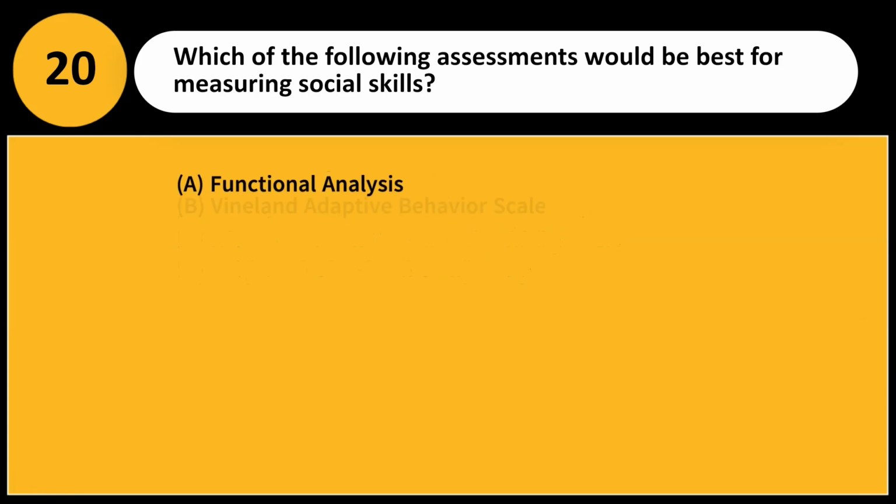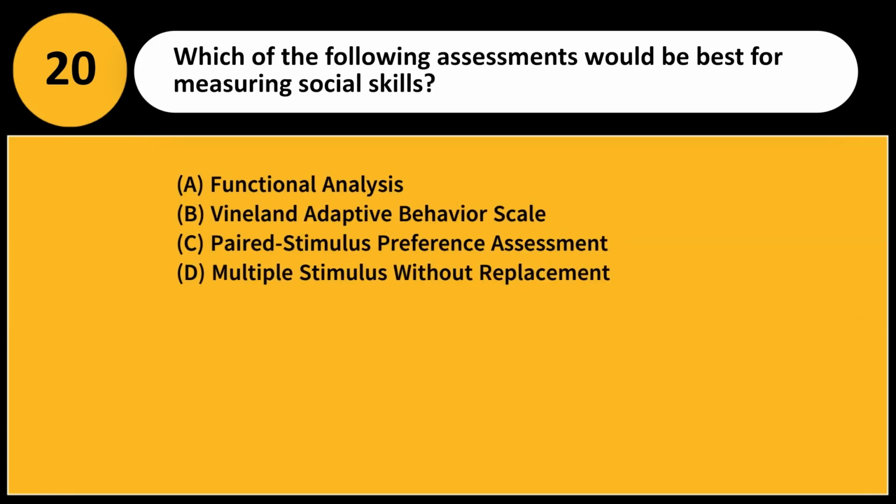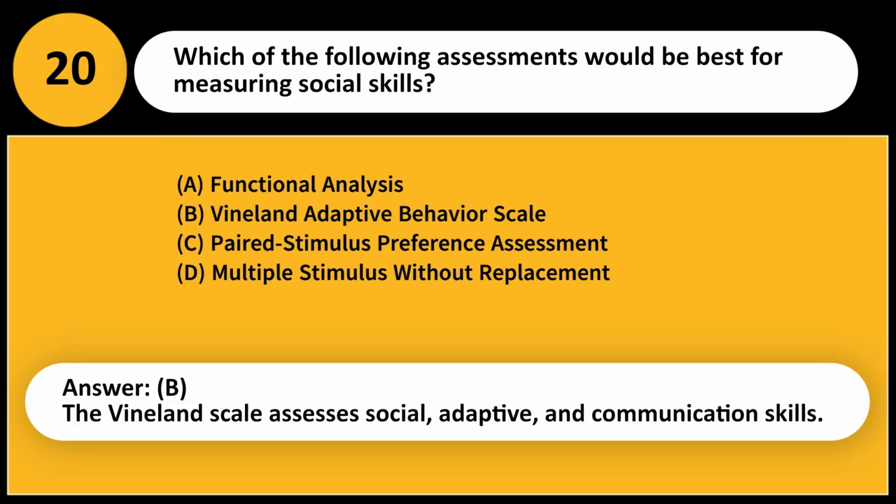Which of the following assessments would be best for measuring social skills? A. Functional analysis. B. Vineland Adaptive Behavior Scale. C. Paired Stimulus Preference Assessment. D. Multiple stimulus without replacement. Answer: B. The Vineland scale assesses social, adaptive, and communication skills.